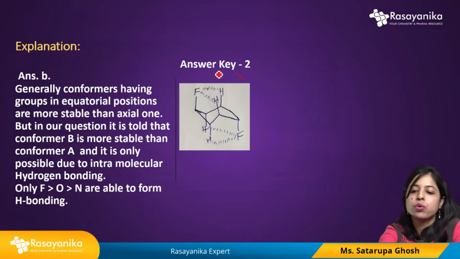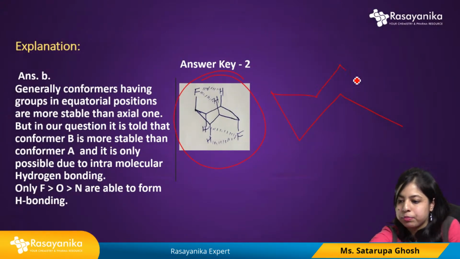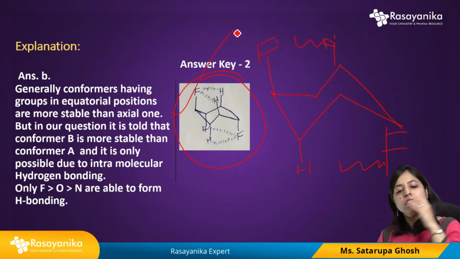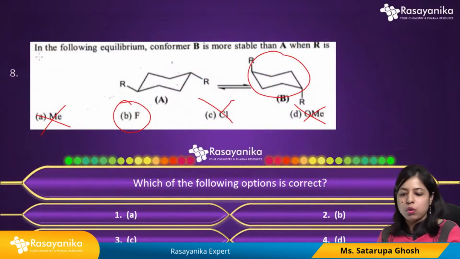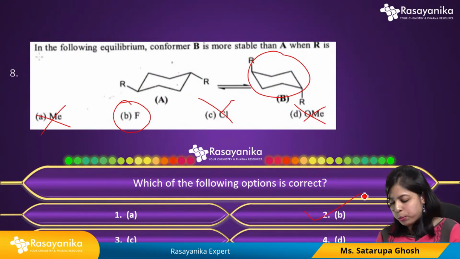Yes, the structure is going to be like that. If we write the cyclohexane structure, the axial position fluorine will show the hydrogen bond, very good, like this. Only in this position will this molecule be stable. So what will our correct option be? Yes, this is option B, 2. So who is giving option 2 as the correct option?